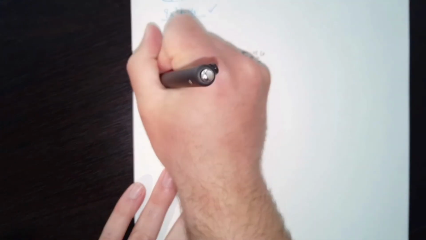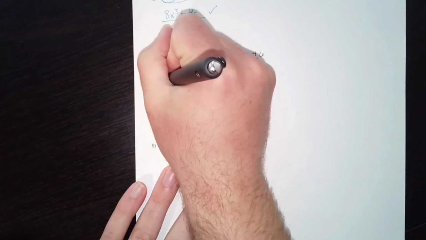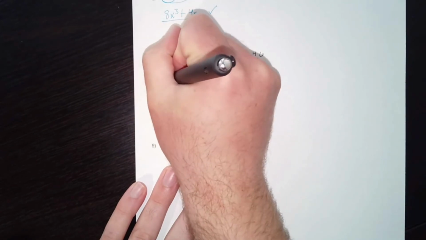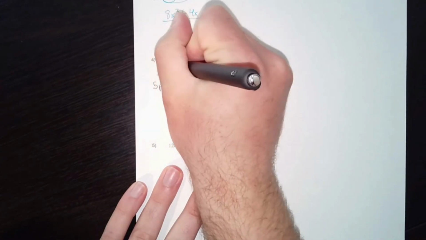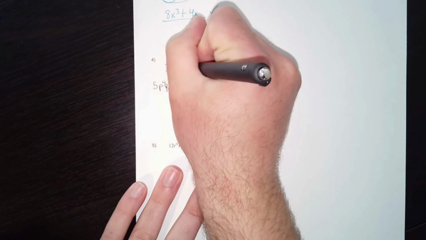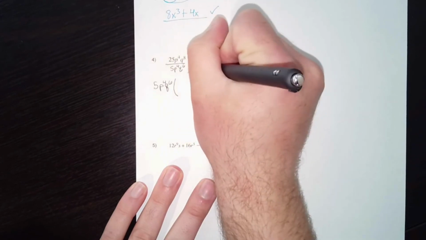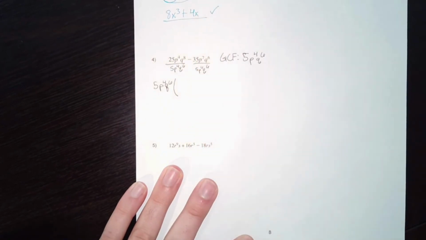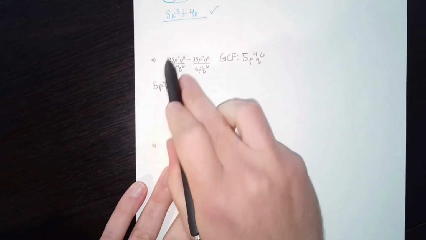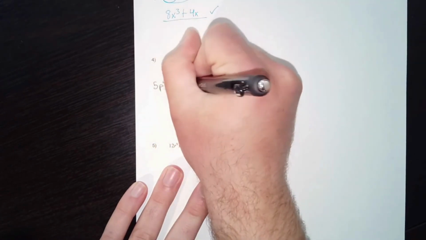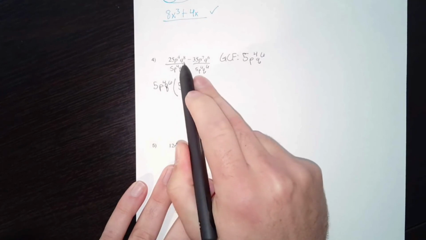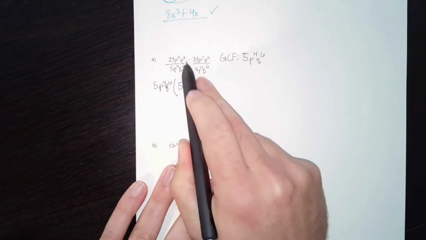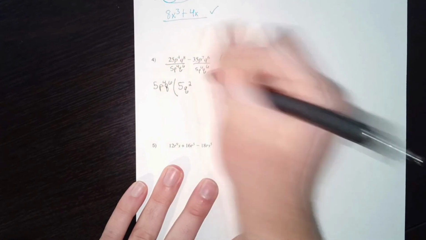So what I'm going to do is pull out a 5p to the 4th q to the 6th, which means that's the piece that I'm dividing by. p to the 4th q to the 6th and 5p to the 4th q to the 6th. Okay. Now, when I do that, the 5 will divide the 25, which leaves me with a 5 as well. 4 divided by 4 on the p's is going to cancel. q to the 8th divided by q to the 6th, I subtract these exponents. 8 minus 6 is 2, so I'm going to get a q to the 2nd.